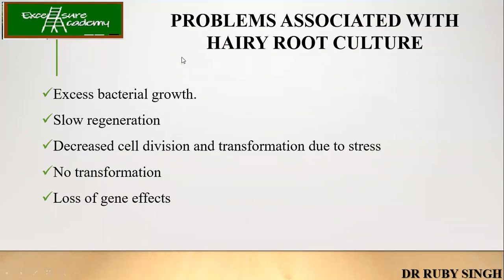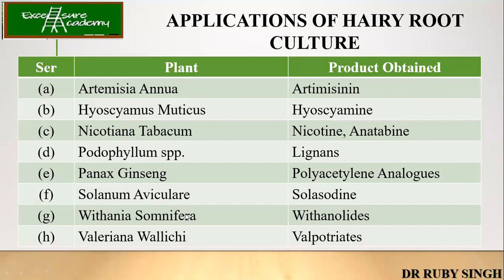Now, what are the problems associated with this? Sometimes there will be excess bacterial growth which cannot be controlled. Then you need to discard the entire batch of that tissue culture. Sometimes slow regeneration, decreased cell division, or transformation due to stress. And sometimes even if you have done the entire procedure correctly, there won't be any transformation, and you will realize this after 4 weeks. So that much time has been lost. And in a few cases, there will be a loss of gene effects.